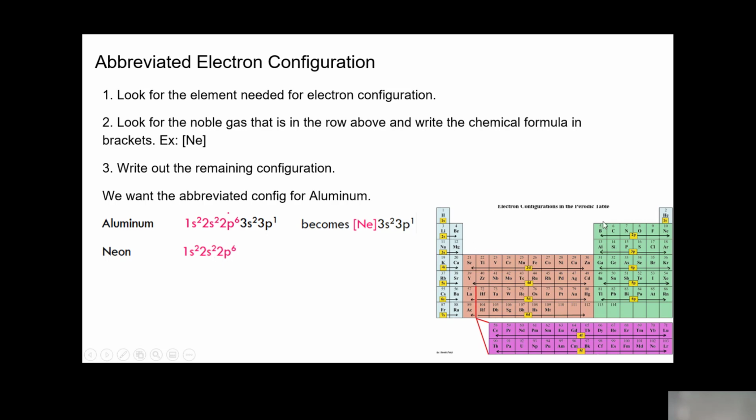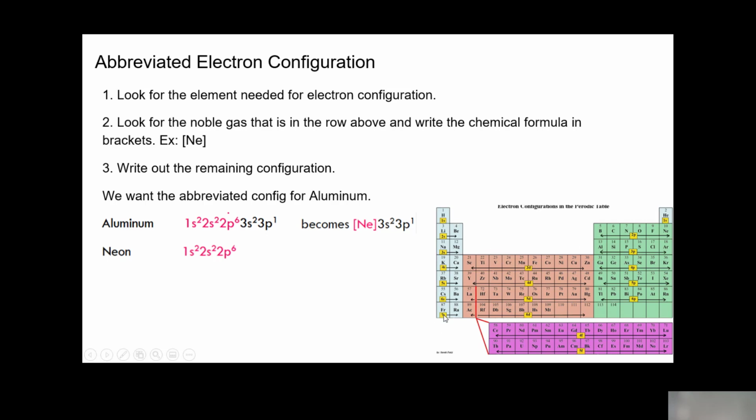So as you can see, neon is here, and this bracket covers the first half of everything up to neon. Now the rule is, whatever element you're in, you have to go up one and use that. So let's say I'm all the way right here. I have to use argon, and then I have to fill in everything here up until I get to the element that I want. That's the rule. So I would use a bracket of argon, and I would then fill in my 4s2, my 3d, and then I would finish my 4p up until I got to bromine.